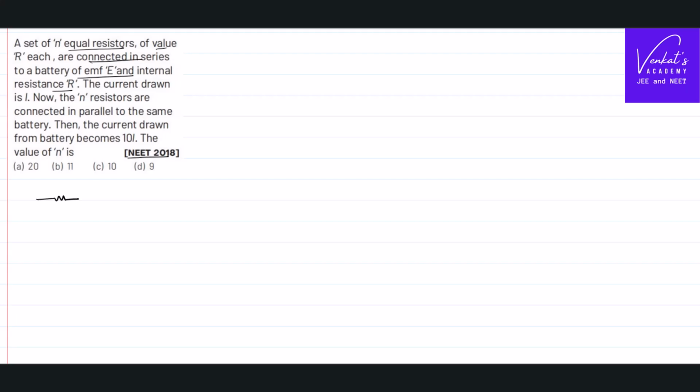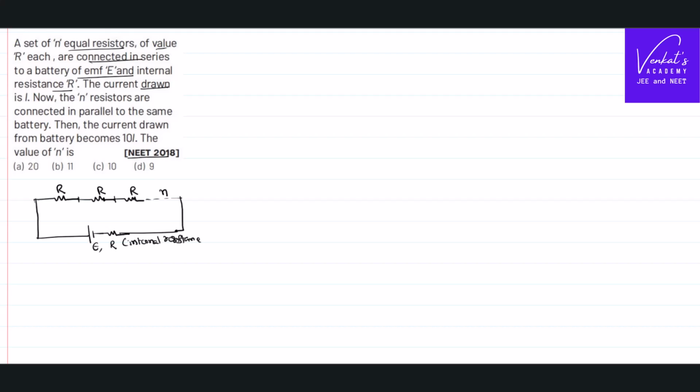There is a resistance R, another resistance R, another resistance R. Like that there are n resistors, each of resistance R, connected in series. They are all connected to a cell of EMF E that also has internal resistance. Internal resistance behaves like a series resistance. So, I have written this R, but this is actually internal resistance connected this way.